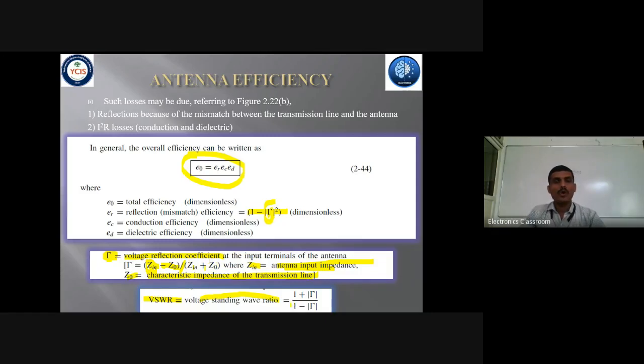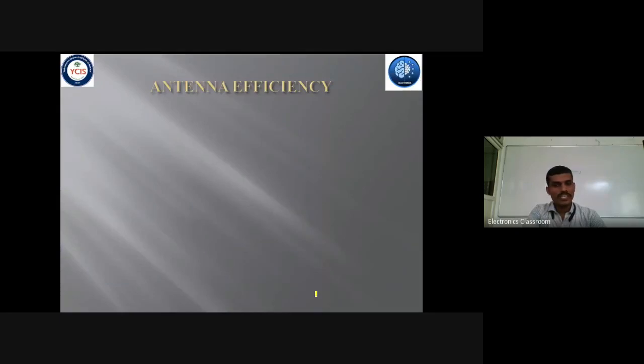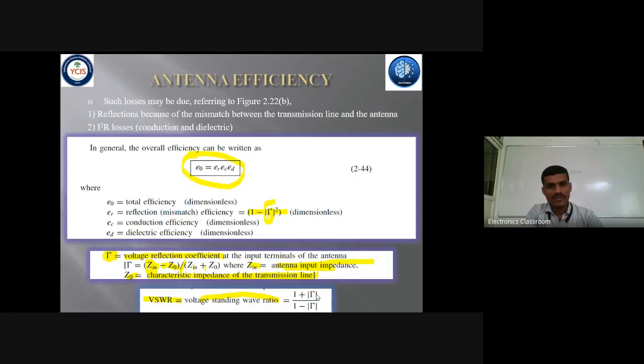Now, when the voltage reflection coefficient is calculated, by using it we can calculate the voltage standing wave ratio. The voltage standing wave ratio may be calculated by using 1 plus the voltage reflection coefficient, divided by 1 minus the voltage reflection coefficient. Is there any doubt about voltage standing wave ratio or voltage reflection coefficient or total antenna efficiency? Is there any doubt?